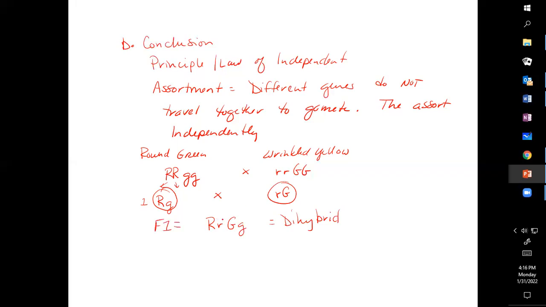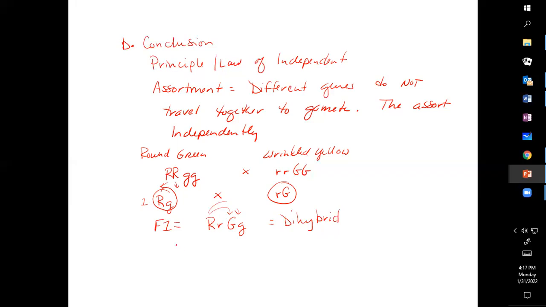But now we have to look at this and see, where does the independent assortment come in? Do the big dominants like to hang out together and go to the gamete together, or is it a random process? Is this one just as likely to go with the big G as with the little g? Or do the dominants hang out? Or does it like the recessive better? This is what we're going to look at. If these independently assort, how would the gametes form? That's what it really comes down to.